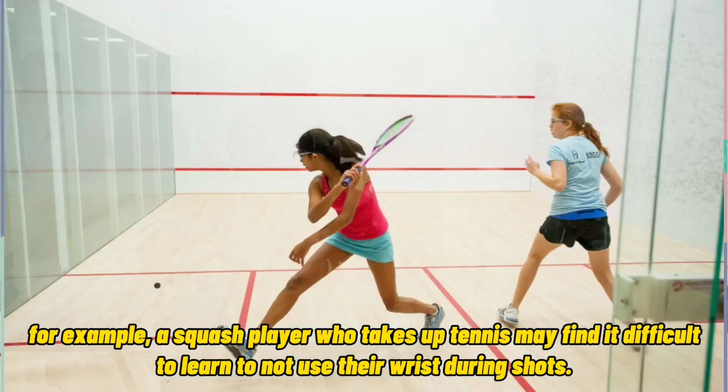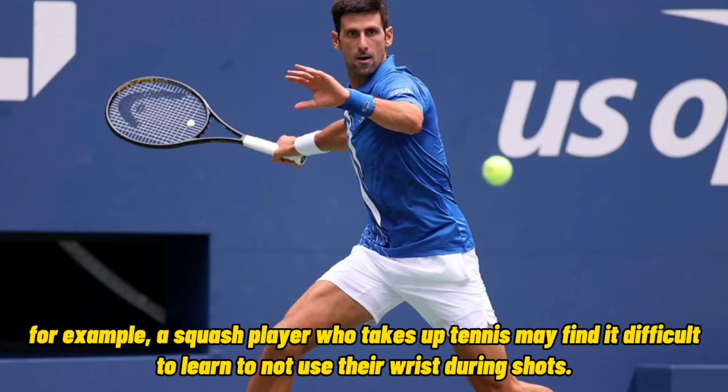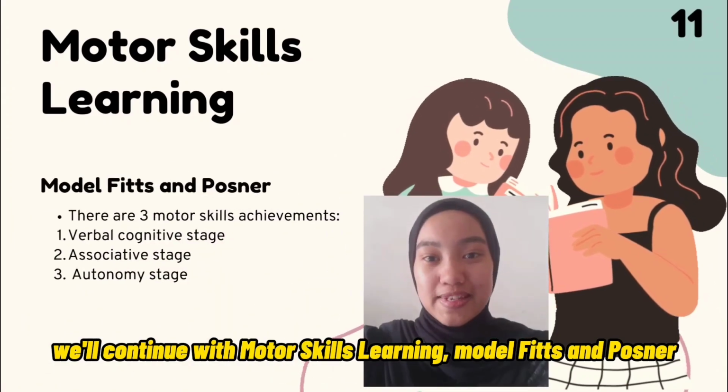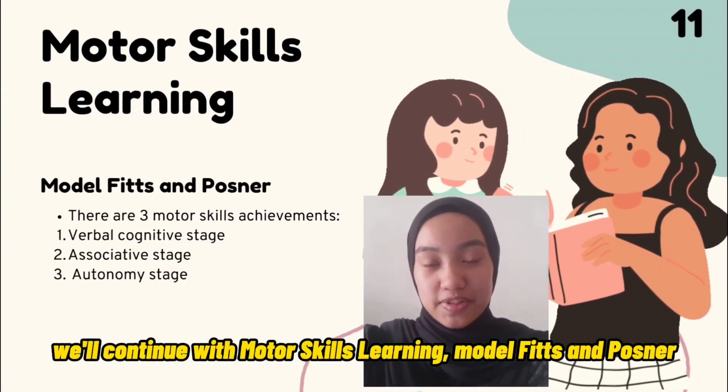It makes the process of learning new skills harder or more difficult. For example, a squash player who takes up tennis may find it difficult to learn to not use their wrist during shots. I will continue with motor skills learning, the Fitts and Posner model.